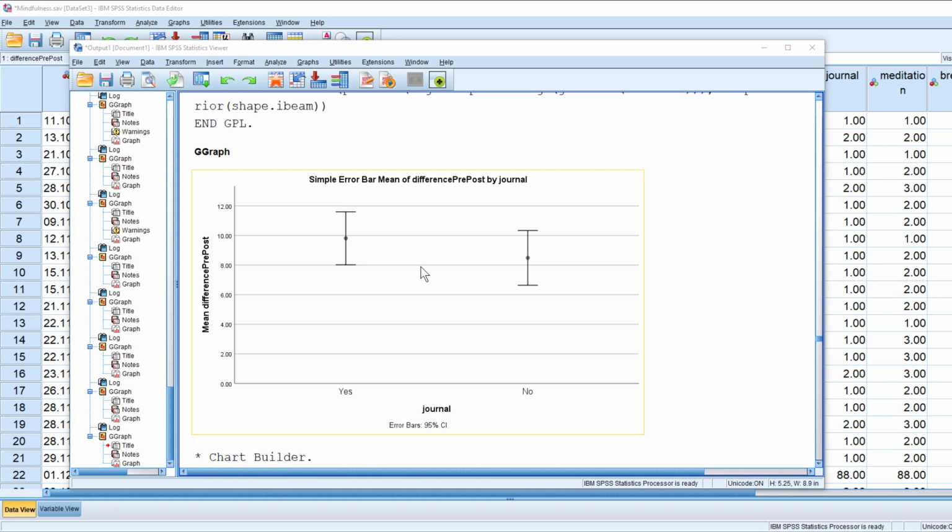So the way that this works is we're looking to see, is it possible that the true hypothetical underlying value is actually the same for both groups? Now, if there's a lot of overlap in the confidence interval, then it's possible that the true value is the same, and that's what we're seeing here for the journal, and we did not get a significant result.